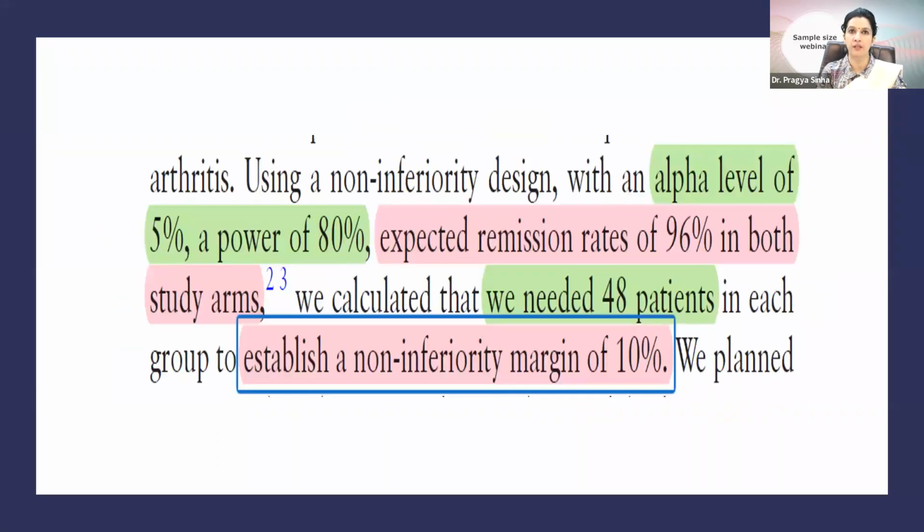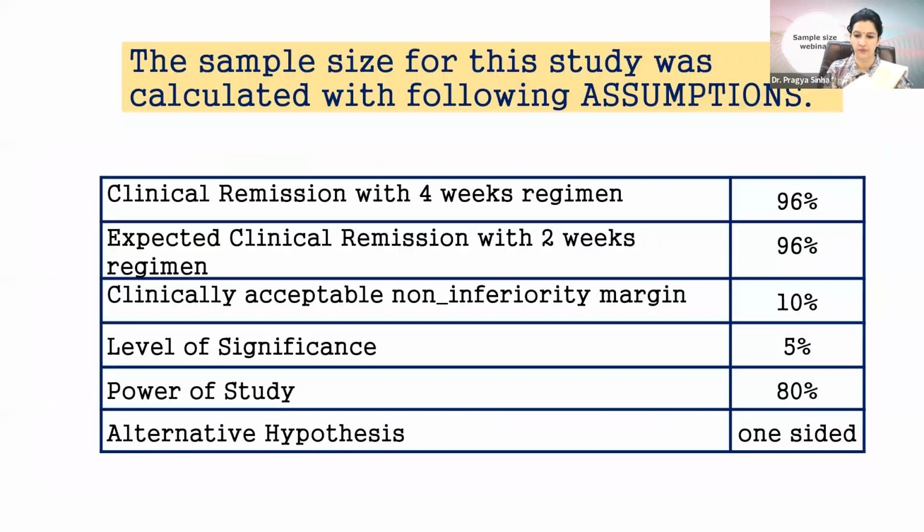So they have again used a non-inferiority design with an alpha level of 5%, power of 80%, and expected remission rate of 96% in both study arms. They have calculated that they need 48 patients. So what is the non-inferiority margin in this case? The input values are alpha 5%, power 80%, expected remission rate 96% in both, and the non-inferiority margin is 10%. So this is 96, 96, 10 and 5.